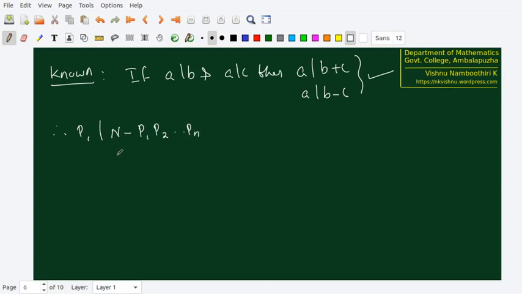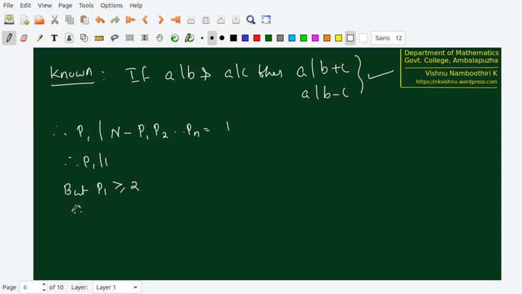Pn. But what is this n minus P1, P2, etc. Pn? We know that n is equal to the product P1, P2, etc. Pn plus 1. So this is going to be equal to 1. Therefore, P1 divides 1. But P1 is a natural number that's greater than or equal to 2. And every positive divisor of a number has to be less than or equal to that number. Therefore, P1 dividing 1 is not possible.